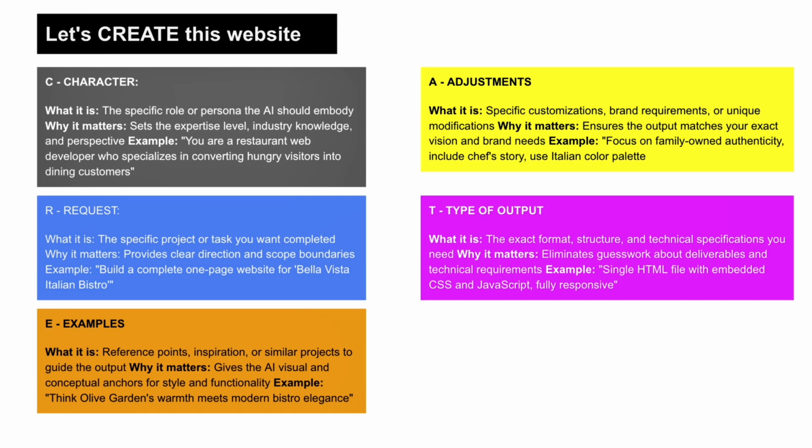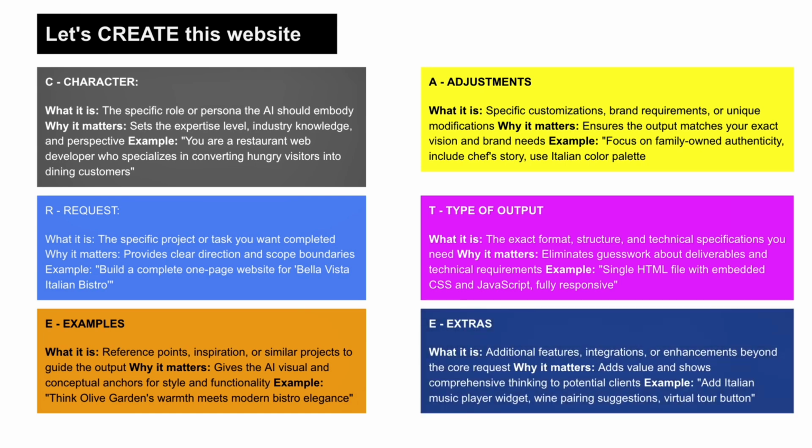And then the last one here, the E, is extras. These are additional features, integrations, and enhancements beyond the core request. We have our core request, that we want to build a one-page app, and this adds more value and shows comprehensive thinking to potential clients. You're not limiting yourself to just the first request. It's like building the first simple draft of your project, and then you go ahead and add extra things, for example an Italian music player widget, wine pairing suggestions, a virtual tour button. These are added features that you can give to your platform.